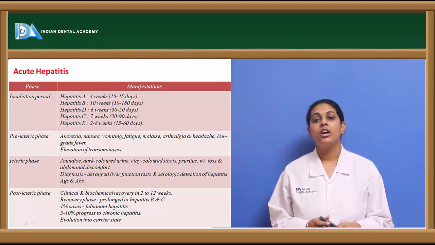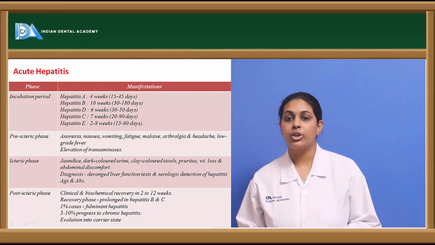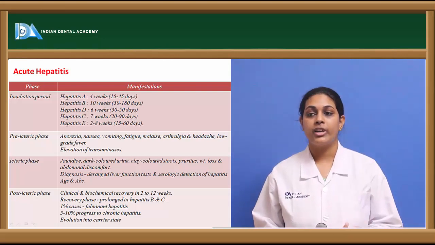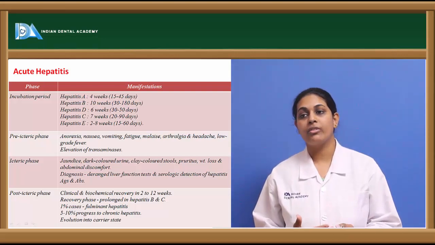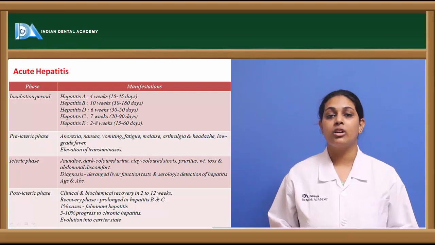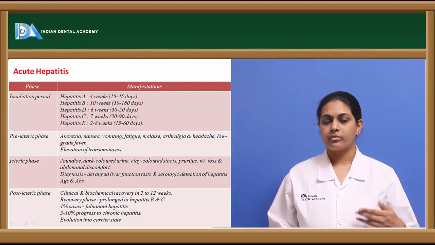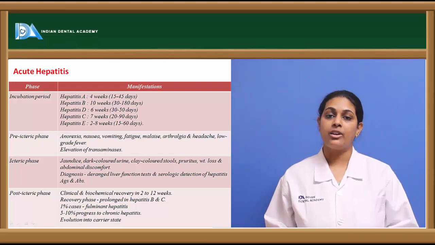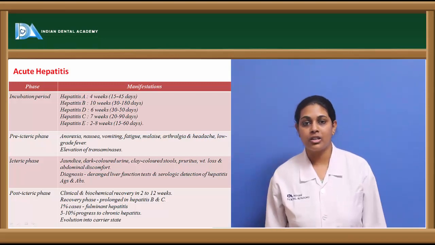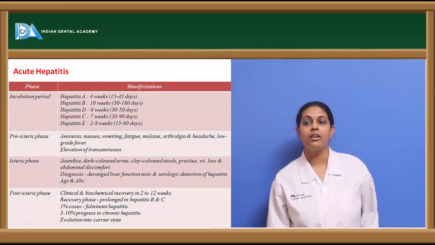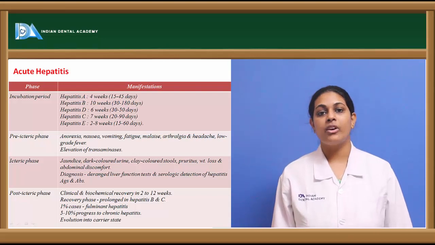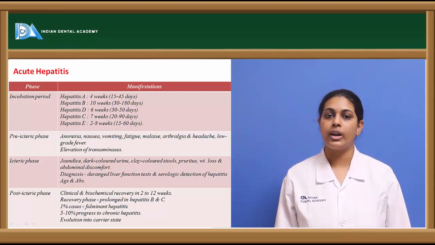Coming to the pre-icteric phase, in this stage the patient usually manifests with anorexia, nausea, vomiting, fatigue, malaise, and low-grade fever, and the patient might also show elevation of transaminases, which can be observed in serum detection. Coming to the icteric phase, the patient usually manifests clinically with jaundice, as well as dark colored urine, abdominal discomfort, and pruritus can also be seen. It can be diagnosed based on deranged liver function tests, as well as detection of hepatitis antigens as well as antibodies.